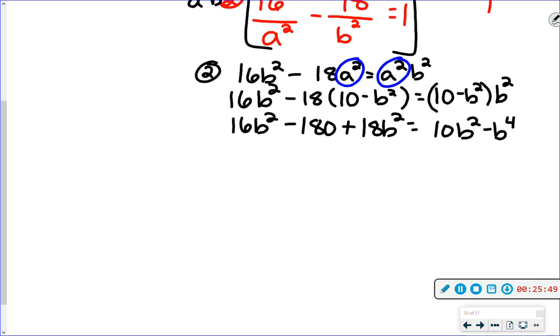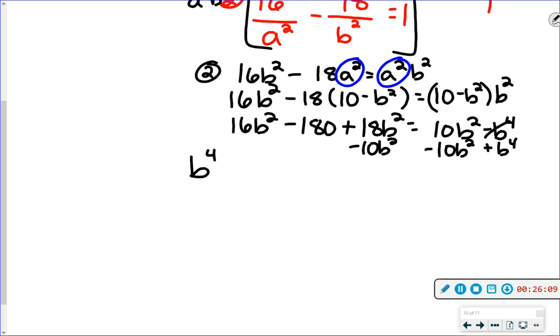So right now I'm thinking, okay, let's set it equal to what? 0. And I'm going to put it in the correct order, meaning highest exponent to the lowest. So I want b to the 4th first. So I'm going to add b to the 4th over. I'm going to subtract 10b squared off. And we're going to combine all of these b squareds.